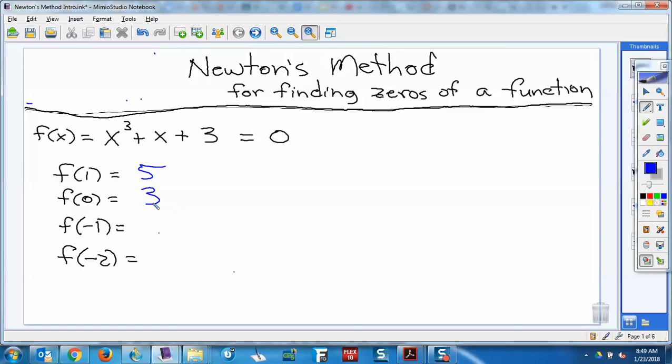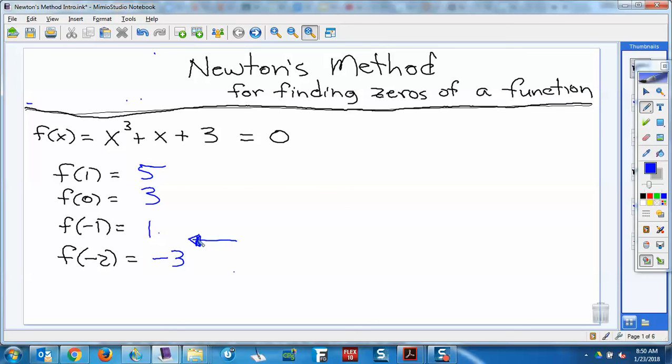And then we plug in a negative 1. Negative 1 plus negative 1 is negative 2, plus 3, and that's 1, right? And then we plug in a negative 2. Negative 8 plus negative 2 is negative 10, plus 3. Did I do that right? Negative 7. Now, we didn't find one. We were hoping to get a 0. But what did we just figure out? There's got to be one in there, right?